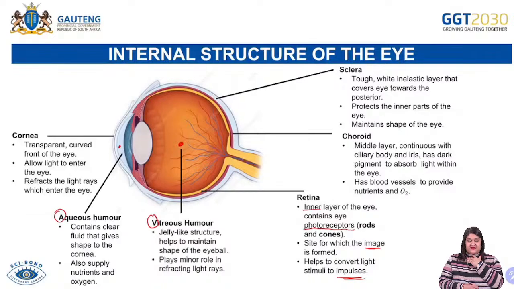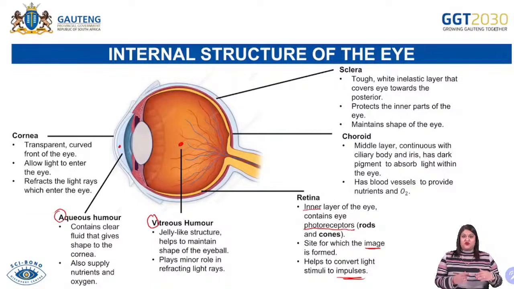Then we have the outer layer, the front part of the eye, the covering on the front part. This is the curved part of the eyeball, rather, and it is called the cornea. It is transparent. What does transparent mean, grade 12? It means it is see-through, okay, like glass. And it is curved on the front part of the eye, and it allows light to enter the eye. It refracts the light rays which enter the eye.